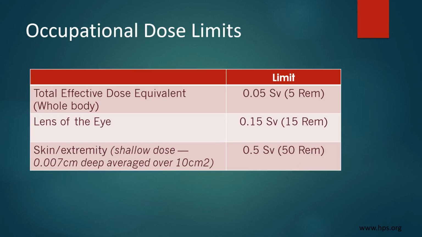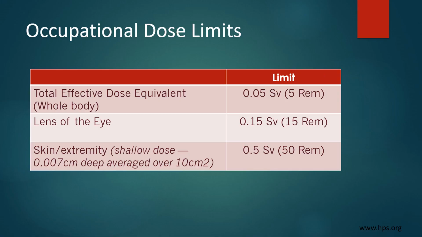Individuals working with radiation and radioactive materials are labeled occupational workers. The dose limits to occupational workers are higher than the general public because it is expected the worker will be exposed to a radiation dose as part of their employment. The limits are established well below the level where deterministic effects are seen, and the limits minimize the potential risk from stochastic effects. The annual whole body limit to an occupational worker is 0.05 sieverts or 5 rem.